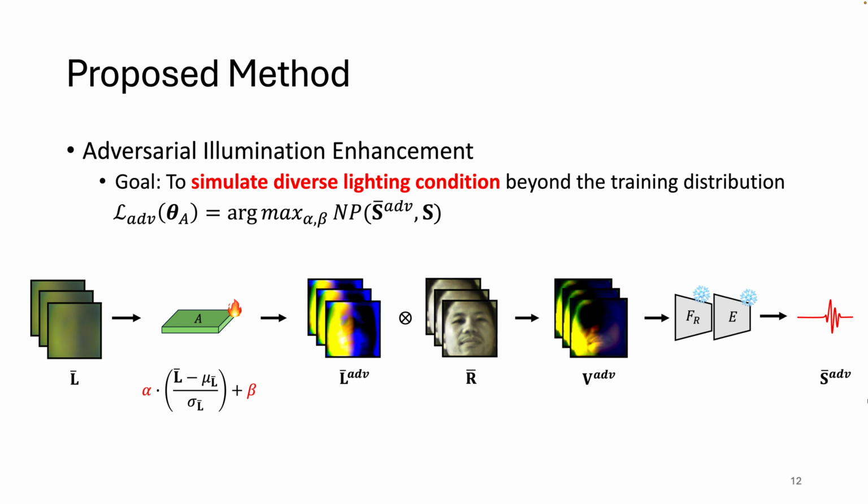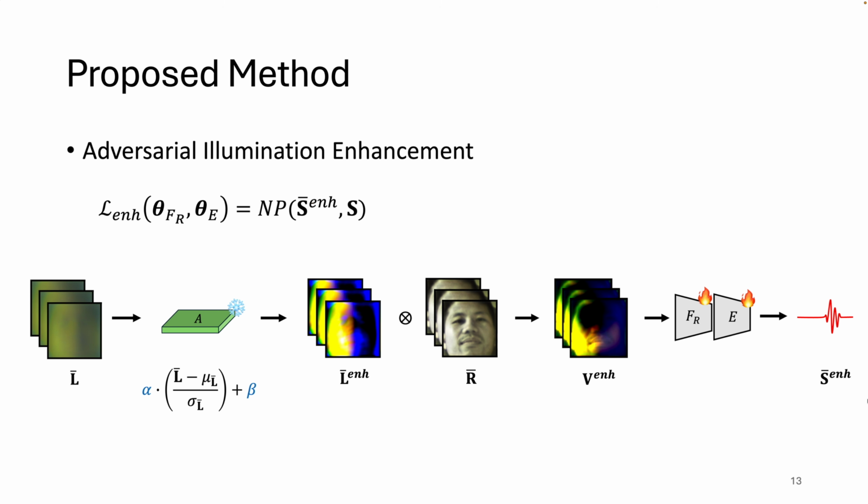Next, we simulate lighting beyond the training domain. With the rPPG model fixed, the learnable ADA-in module generates challenging illumination by maximizing the prediction error. Then, we fix ADA-in and train the rPPG model to minimize the same error. This adversarial process improves robustness to unseen illumination.